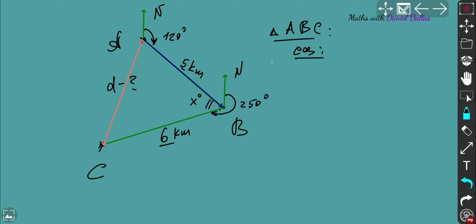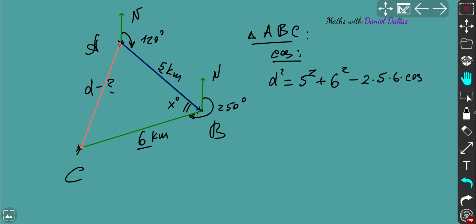If you use the cosine rule for the triangle, you'll get d squared equals the square of the two sides added up. This is sort of Pythagoras, but with a little adjustment according to the cosine theorem: minus 2 times those two sides, 5 and 6, times cos of the angle between them. In your case, the angle is x, so you have cos x degrees. So in this case, you need to figure out the angle x.